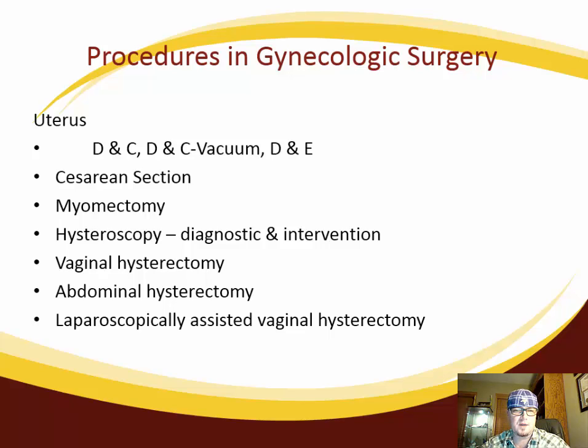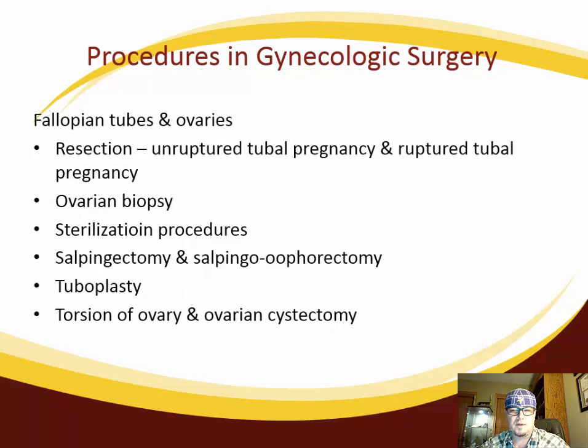C-section we've already talked about. Hysteroscopy, like I said, is a diagnostic test and an intervention, and often leads into a D&C or maybe another procedure that's larger, a hysterectomy, etc. Fallopian tubes and ovaries: ectopics, sterilization, occlusion and torsion of the tubes, torsion of the ovaries.